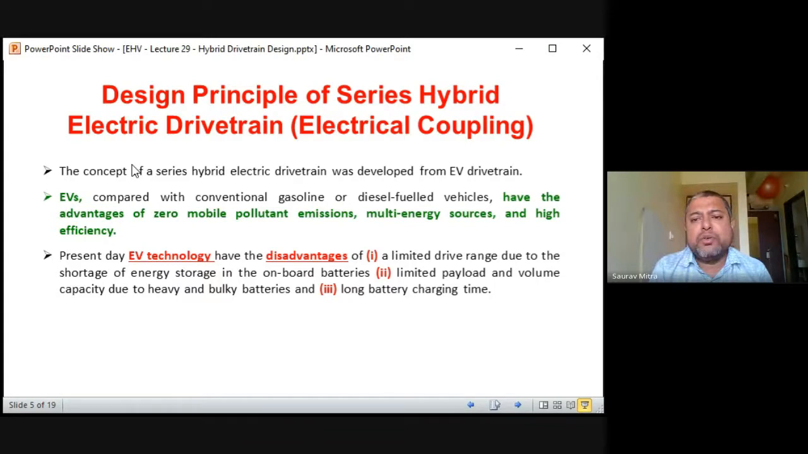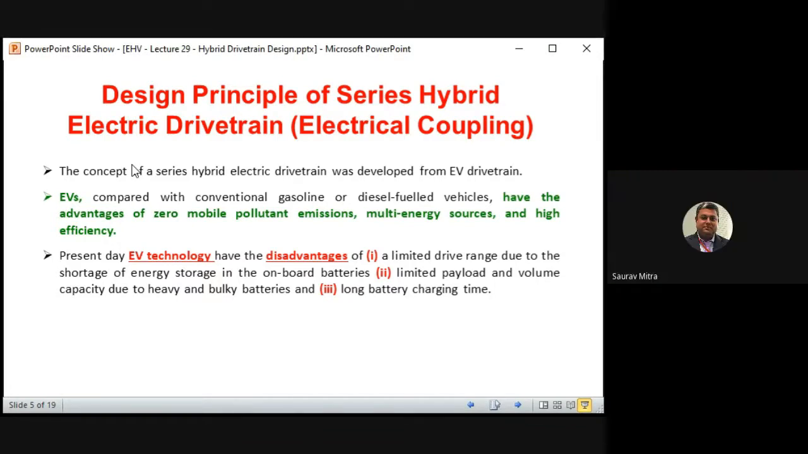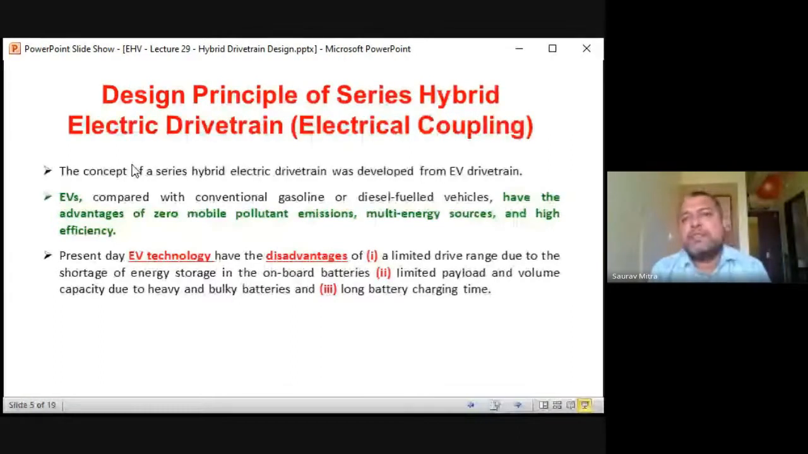And the third problem is long battery charging time. Suppose you charge it once and you are planning to go for 1000 or 2000 kilometers. In between you have to stay over in some hotel and get your vehicle charged. So how much distance you can cover in one charge is a big problem. Second, batteries are very bulky, and third is charging time. You have to keep it charging overnight, then only is it possible to charge the vehicle fully and go the next day for another long drive. So these are the main three disadvantages of EV technologies.